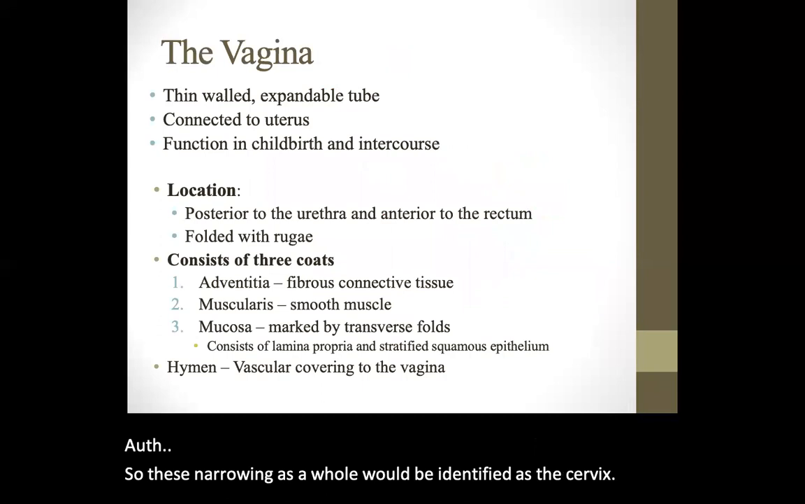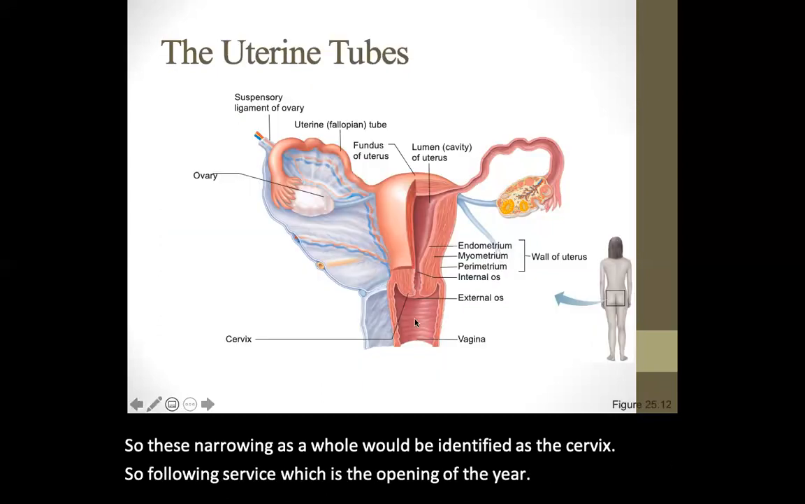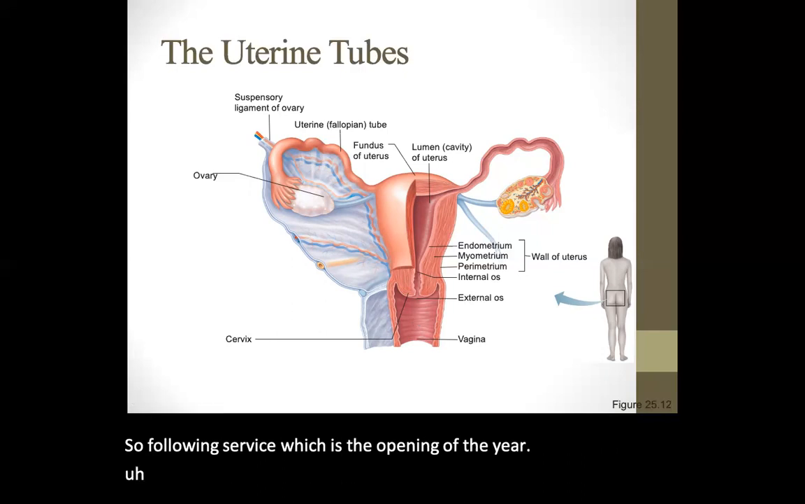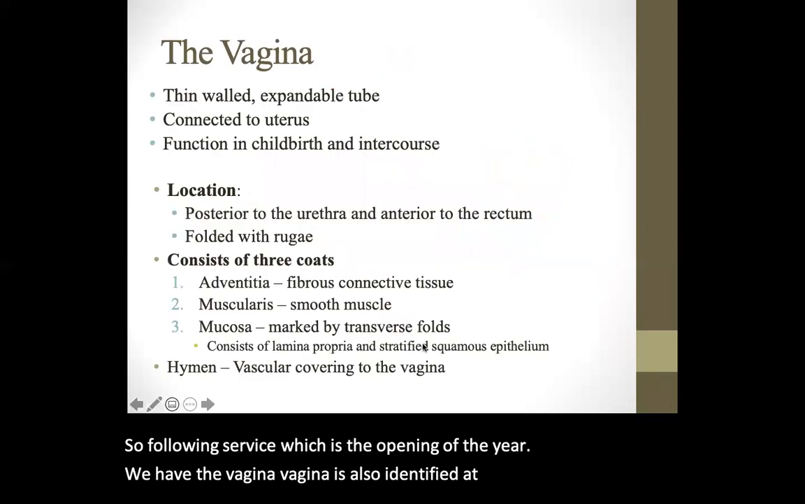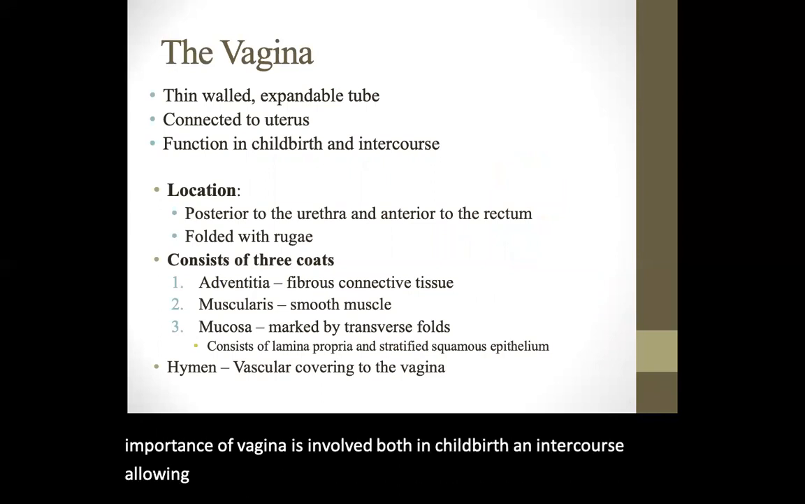So following the cervix, which is the opening of the uterus, we have the vagina. The vagina is also identified as a muscular tube. The importance of the vagina is that it is involved both in childbirth and intercourse, allowing the sperm to be introduced into the female reproductive system.